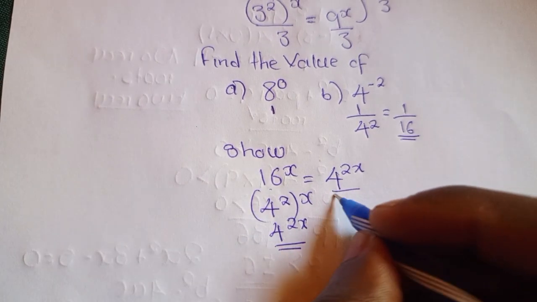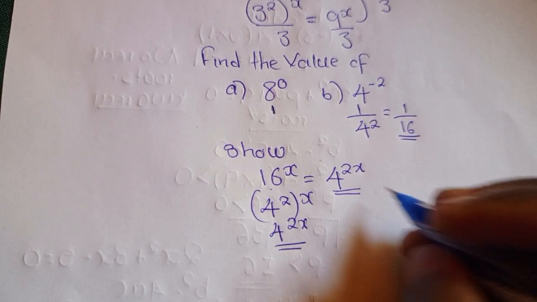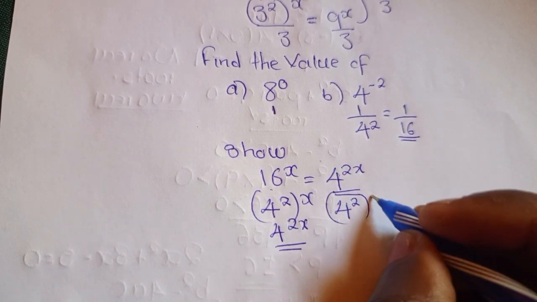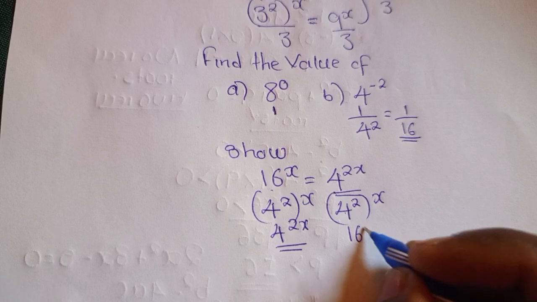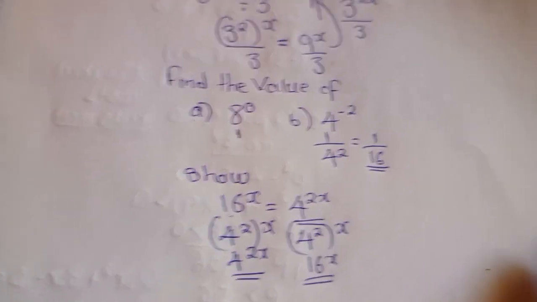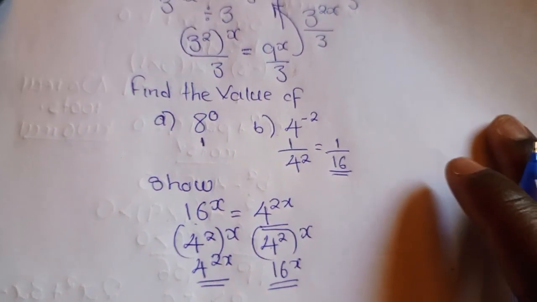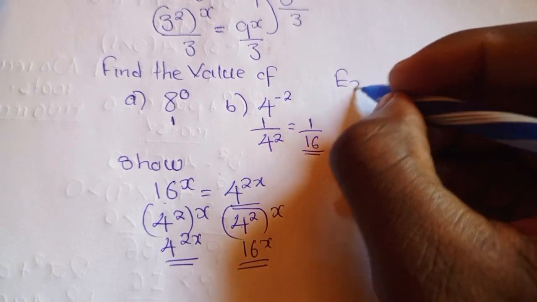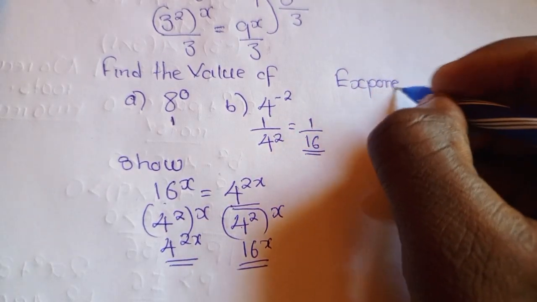Or if you want, you can also show that this side is equal to this side by doing the reverse format, where you break this down by separating the powers, and we know that 4 to the power 2 is basically 16x. So whichever method you want to use, you will find the answer. In addition to what we have, let us look at what I referred to as exponential equations.